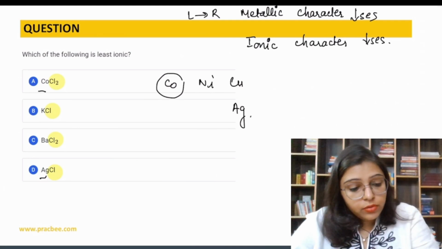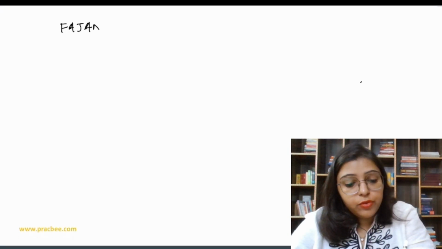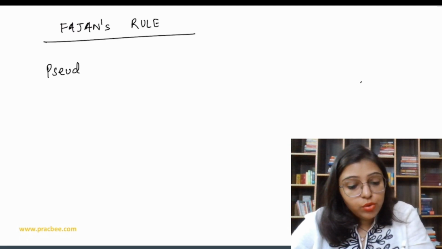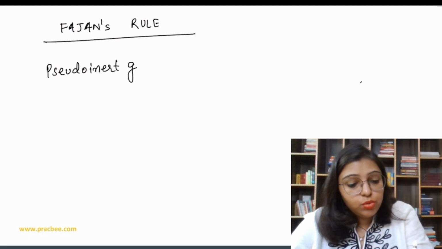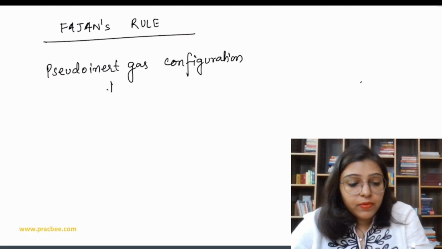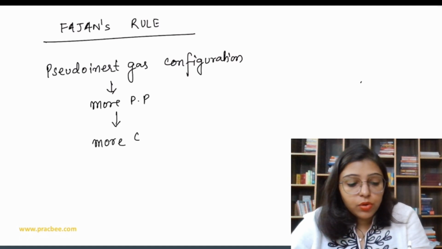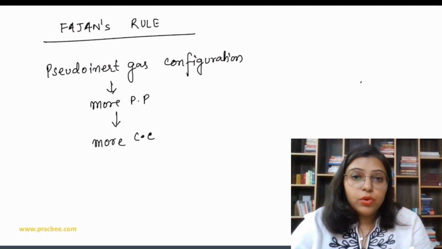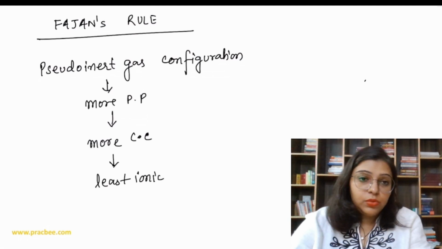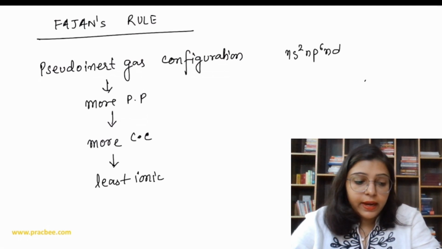In order to find this, we have to apply the Fajans rule. In the Fajans rule, we have one rule. What is that rule? The cation which has pseudo inert gas configuration, right, has more polarizing power, and more polarizing power means more covalent character. More covalent character means least ionic. And what is pseudo inert gas configuration? This is ns2, np6, and d10.